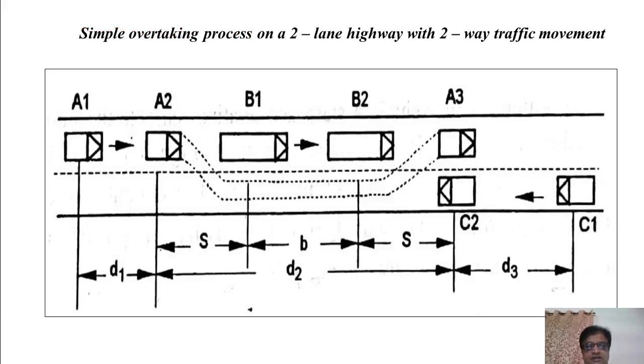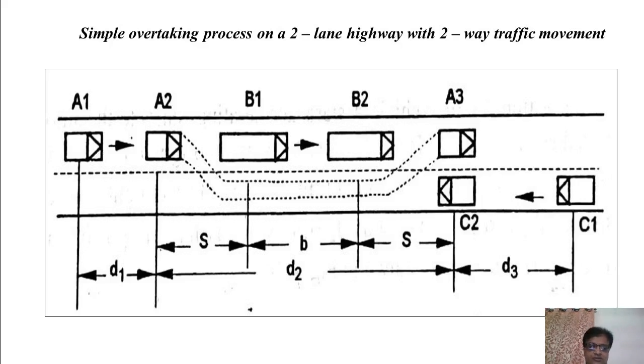So let us understand with this diagram how the overtaking sight distance is analyzed. Here we consider three vehicles, vehicle A, vehicle B and vehicle C. Vehicle A is the fast moving vehicle, which we call the overtaking vehicle. Vehicle B is the slow moving vehicle or overtaken vehicle, and vehicle C is coming from the opposite direction. This is a two-lane road with two-way traffic.